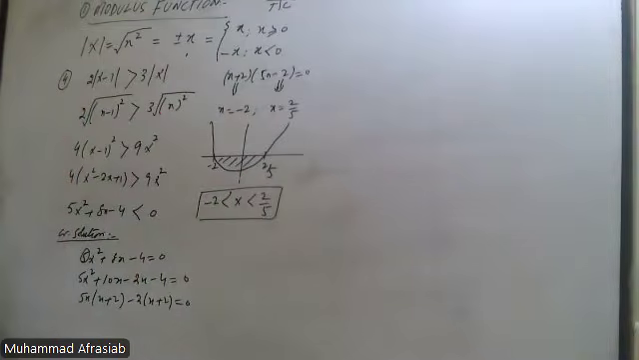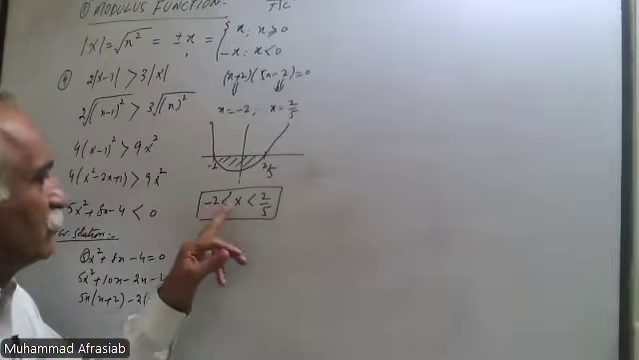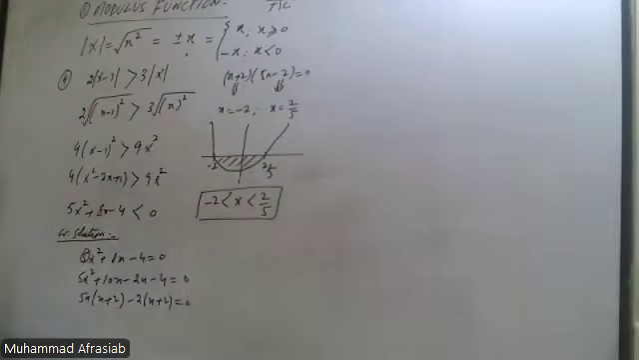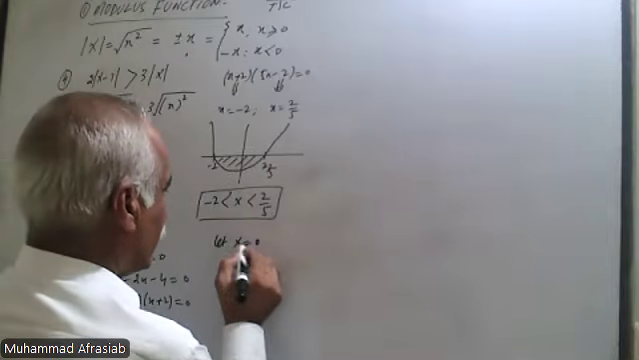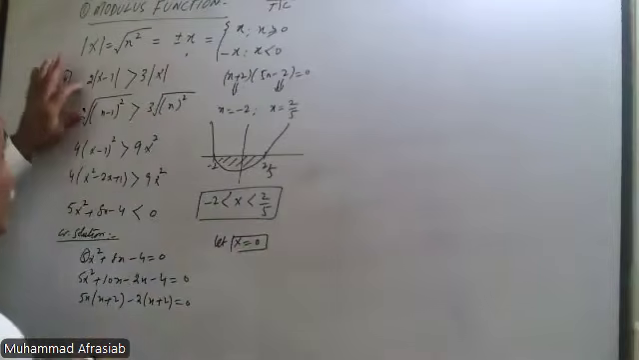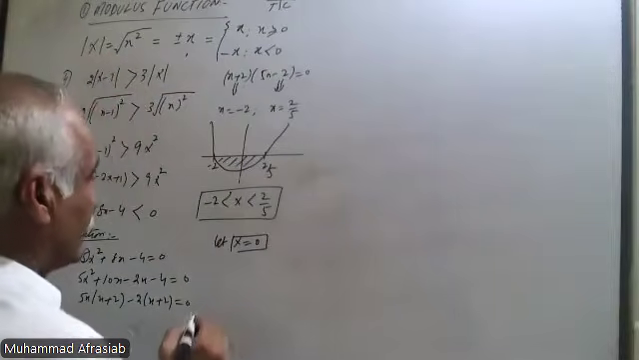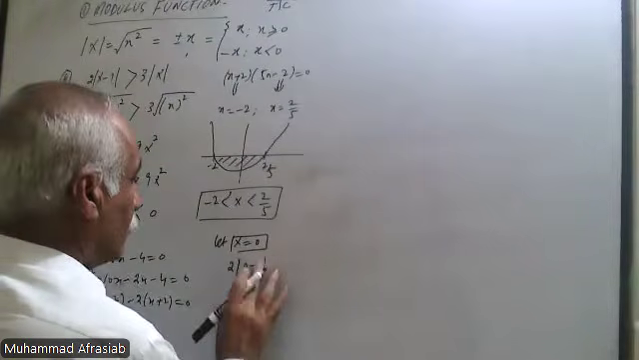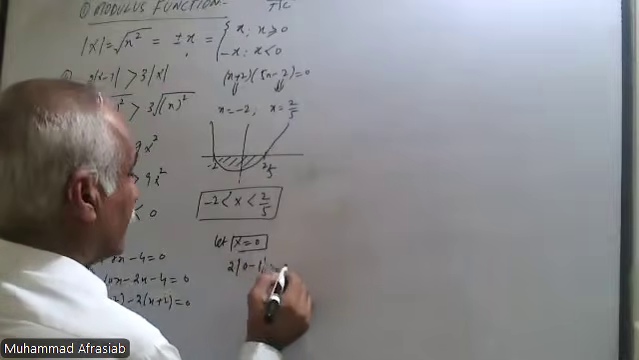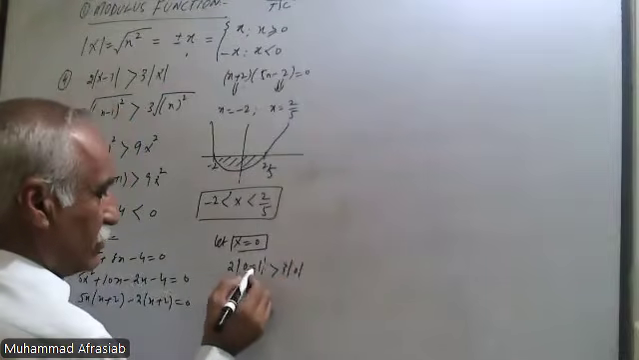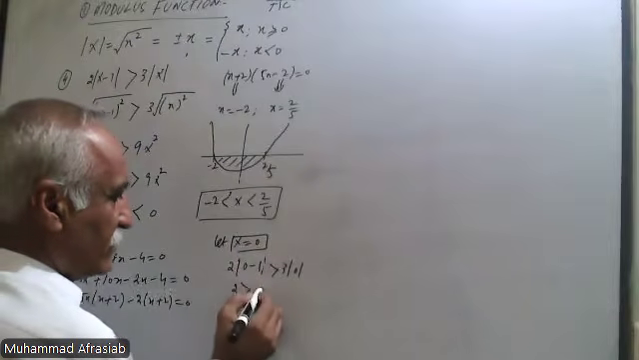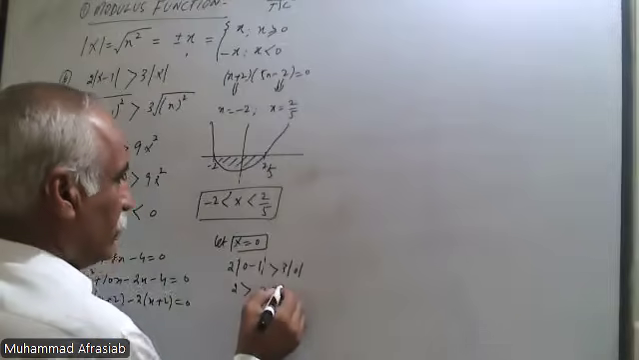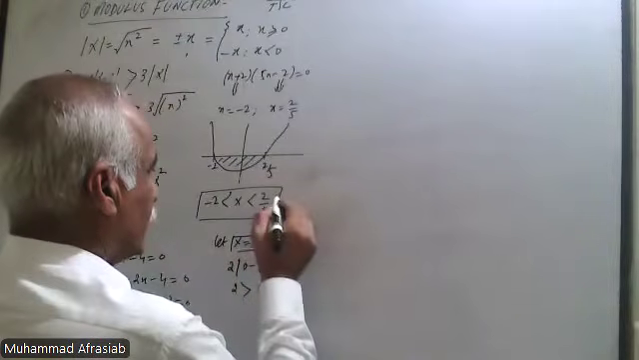Now we have to verify that with the modulus function, which point is true and which point is not true there. So first of all, we will check in between minus 2 and 2 by 5. The best point is, let's say, x equal to 0. We put it on the left hand side and then on the right hand side, then we are going to verify it. It should be 2 modulus of 0 minus 1 is greater than 3 into modulus of 0. So this will become 2 into 1, 2 is greater than 0, which is true there. So it means this portion is true there.